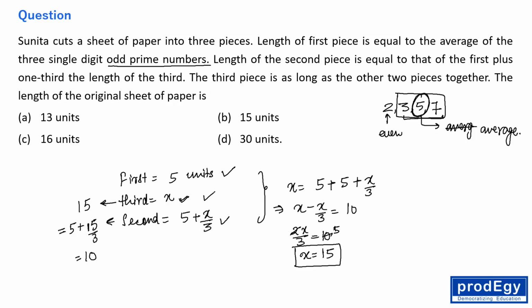So what they are asking is the length of the original sheet of paper. The original sheet of paper will be 5 plus 10 plus 15, which is what? 30. The answer is 30 units, right?